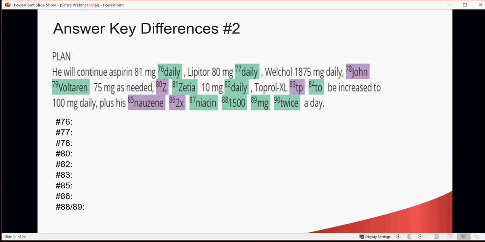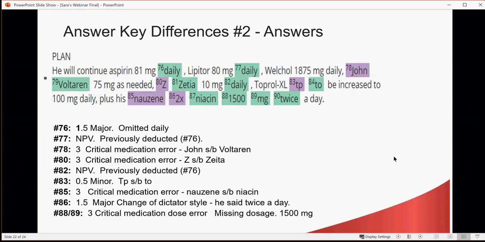All right, let's see what our difference key says. Okay, he will continue aspirin 81 milligrams daily. Omitted dictation. It's a major omitted word, daily. Lipitor, 80 milligrams daily. Same thing, except we've already deducted for it in number 76. So that would be a perfect example of a no point value, previously deducted.